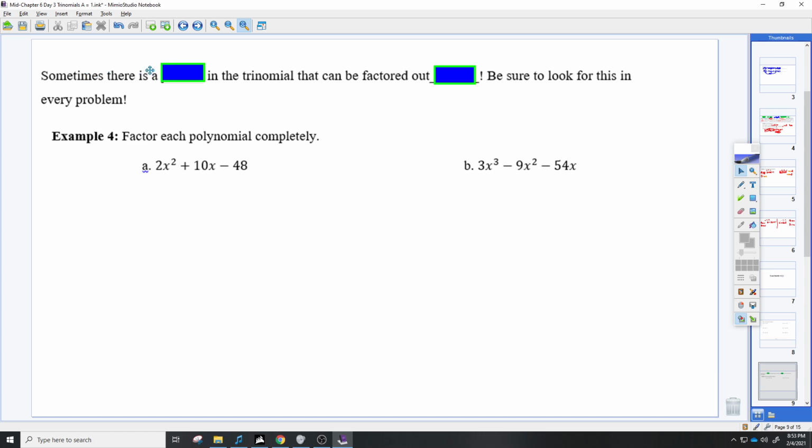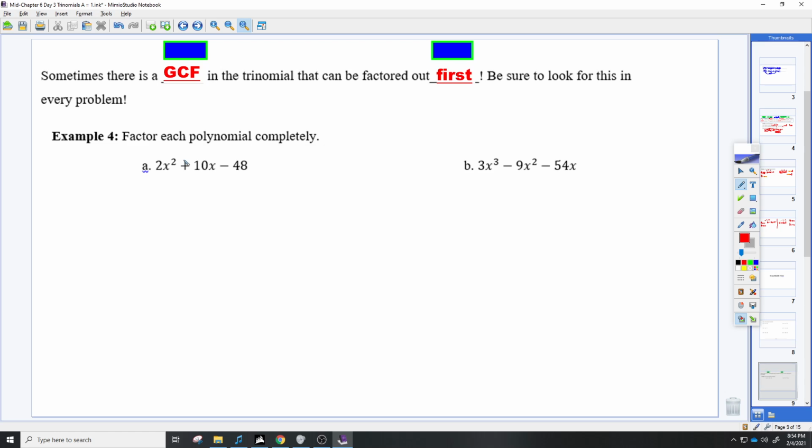So the last set that we're going to do, sometimes there is a GCF that's in the trinomial. Remember GCF, factoring that out. So we can first do that, factor it out first. Now we have to make sure we look for this in every problem. So if we look at these next couple of problems, factor each polynomial completely, it says.